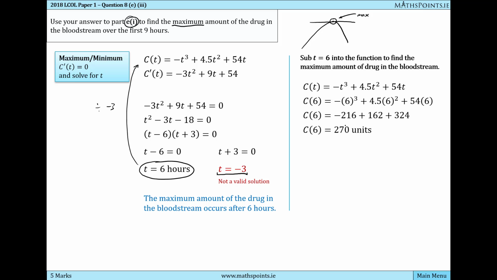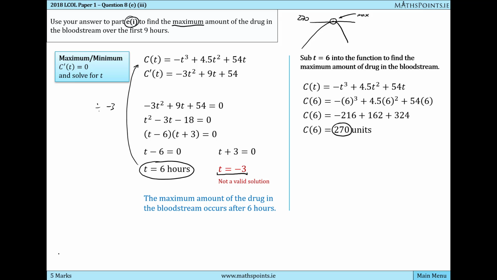Now that was actually the highest value we had seen in our table. We had entered 6 already in an earlier part of the question. We had seen that 270 was indeed the highest amount of drug in the system. But we have to just make sure that we sub this value back in just to double check that there wasn't a higher value that we may have discounted. There may have been a decimal amount of hours that had given a higher value, and so we had to go through this procedure just to make sure that 270 units was the most amount of drug that had been in the bloodstream from 0 to 9 hours.